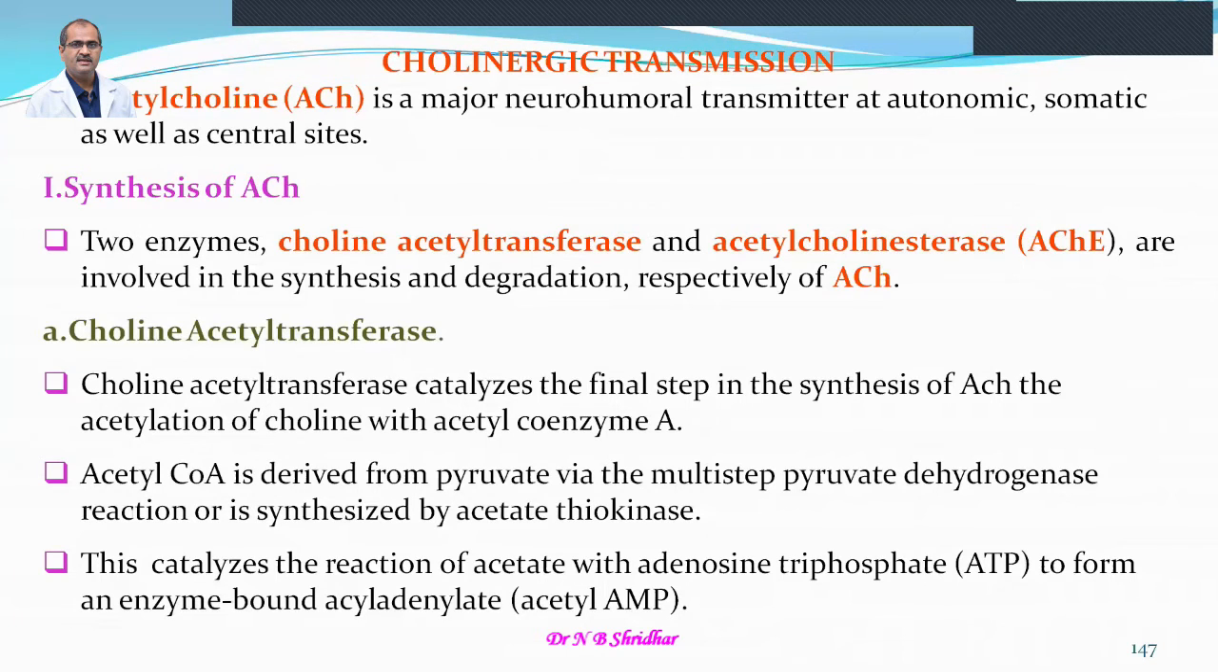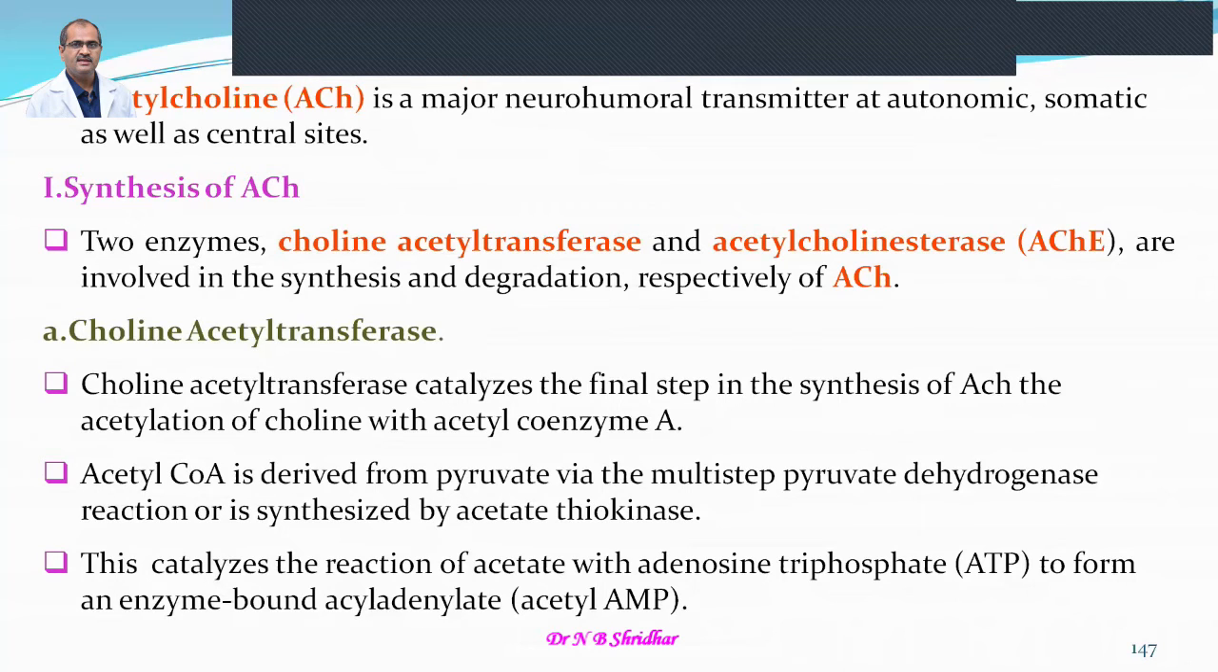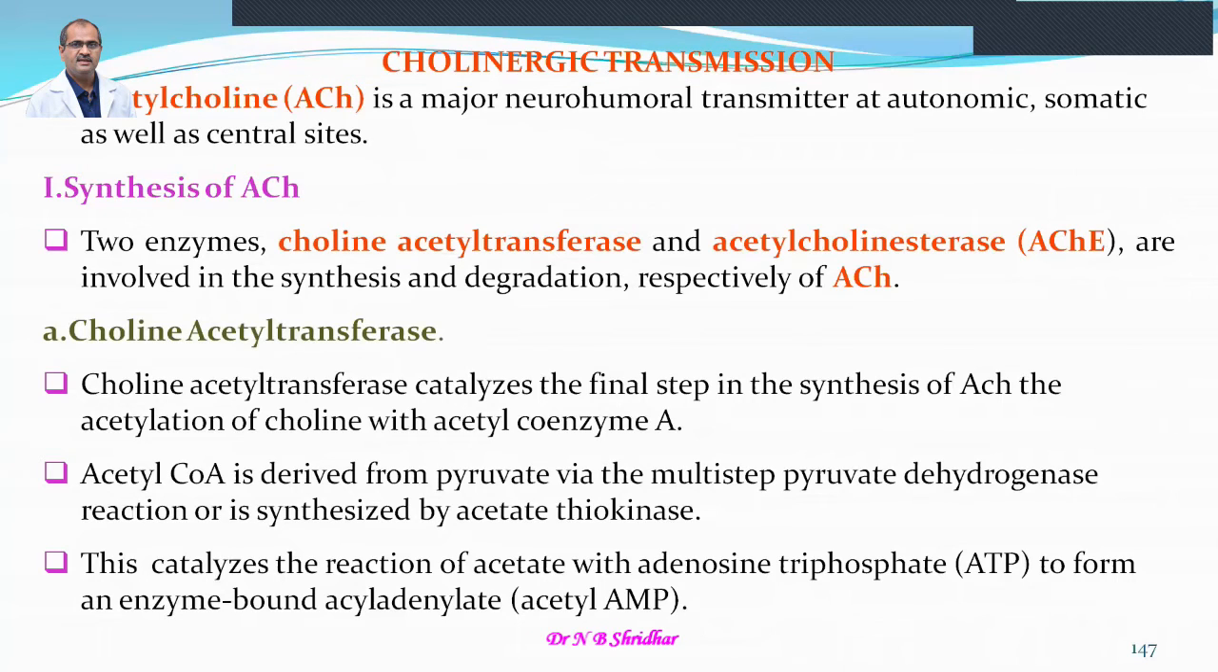There are a variety of enzymes involved. The first step is synthesis of the neurotransmitter, that is, the synthesis of acetylcholine. How is it synthesized? There are 2 very important enzymes, choline acetyltransferase and acetylcholinesterase, involved in the synthesis and degradation of acetylcholine. Choline acetyltransferase is involved in synthesis of the neurotransmitter, whereas acetylcholinesterase is involved in the degradation of acetylcholine.